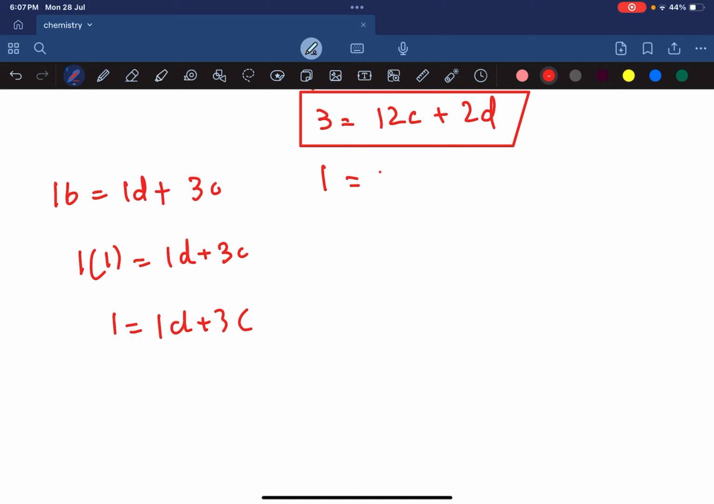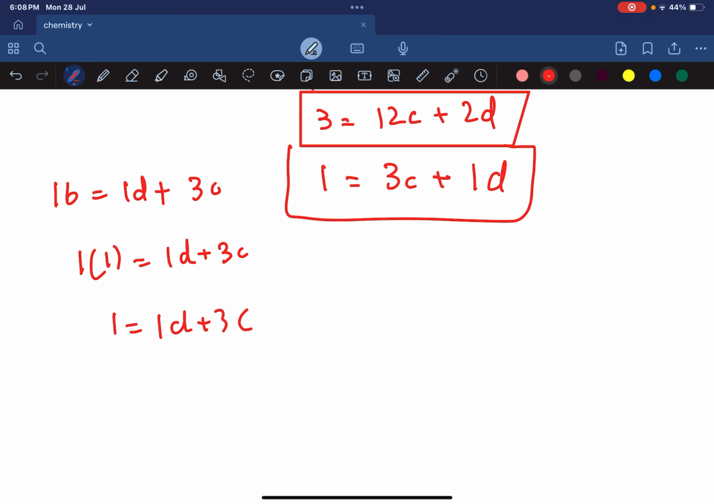1 equals 3c plus 1d. Now I have these two equations. I want to solve them simultaneously. What I do is I just cancel out any one of the variables.